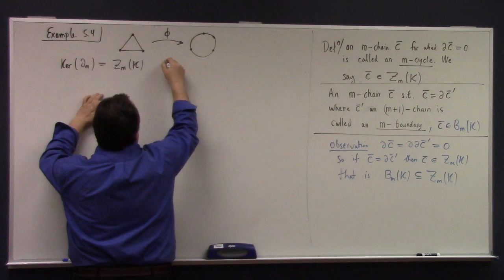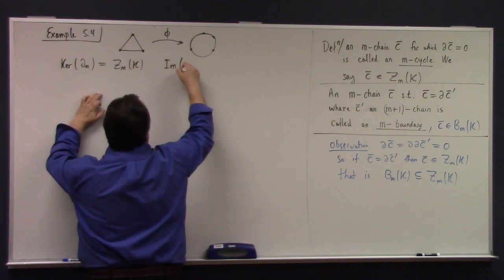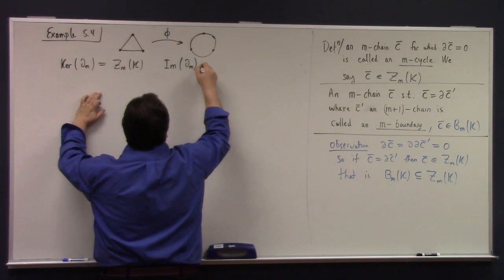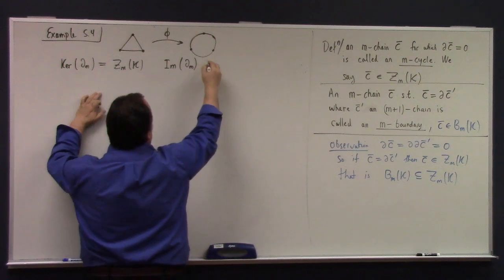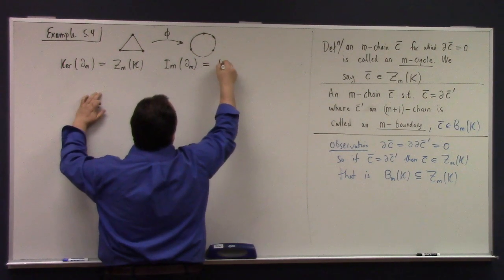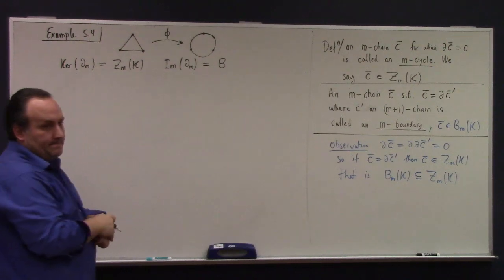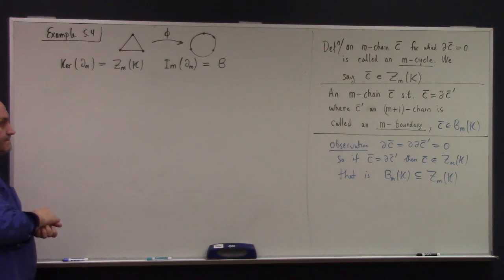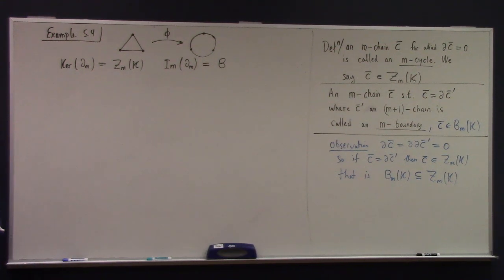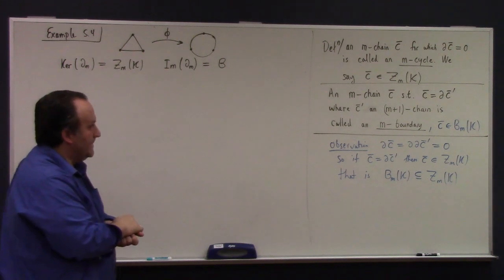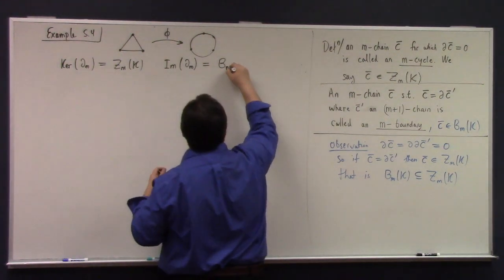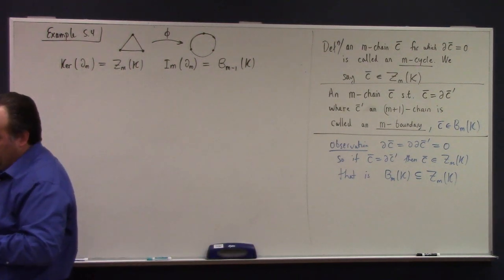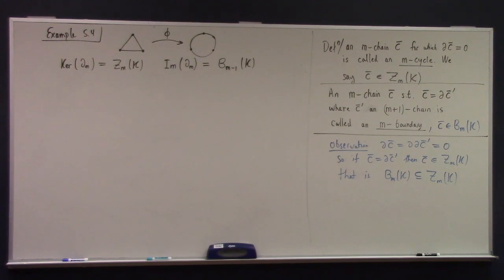What is the image of the n cycles, let's say? What's the image under the boundary map? That's B what? N minus 1, right? Yeah. So that was the thing I should have mentioned, that the image of the boundary map also has to do with the boundaries.